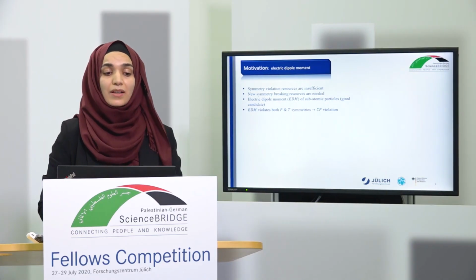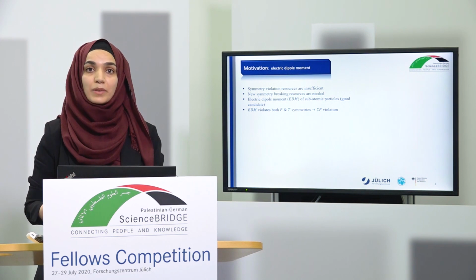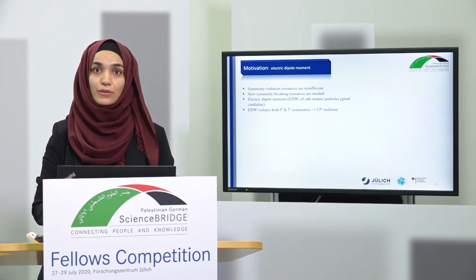Okay. Let's now talk about the electric dipole moment. So in the previous slide, I was talking about the asymmetry in our current universe, the huge imbalance between the amount of matter and antimatter. This means, in other words, that we are talking about symmetry violation, a breaking of the symmetry rules in physics. Unfortunately, the existing rules that can justify the violation of symmetry rules are not sufficient, and we are in need of new sources that can violate the symmetry rules in physics.